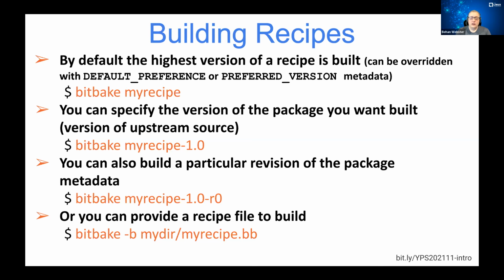The version number here is the version of the software you want built. So you'll see in a second we have a version and a revision. The version is the version of the source code that recipe is designed to build. Okay, so when you say my recipe 1.0, it means that you're building the 1.0 version of the source code that makes up my recipe.